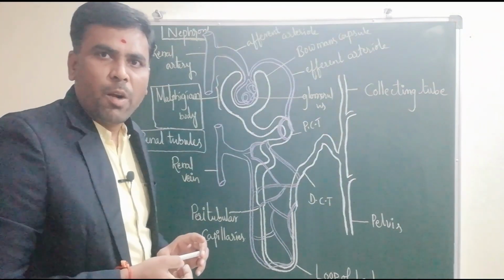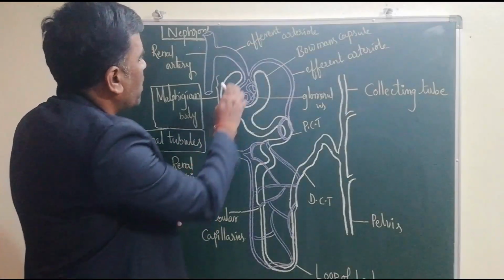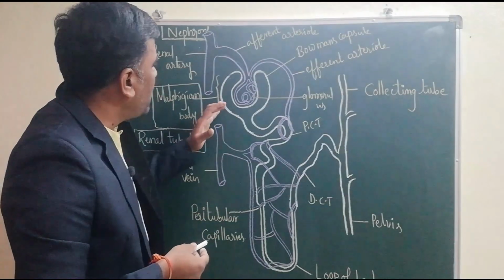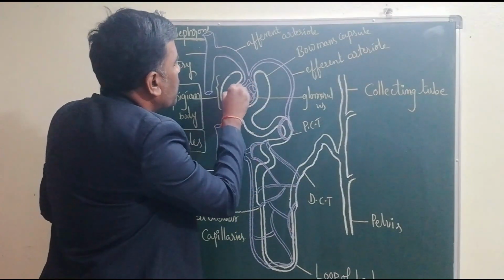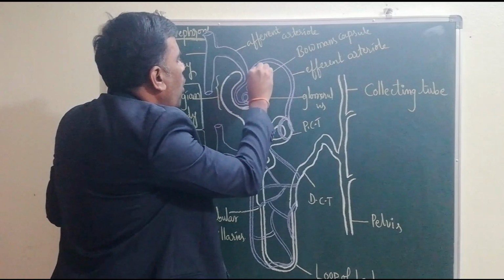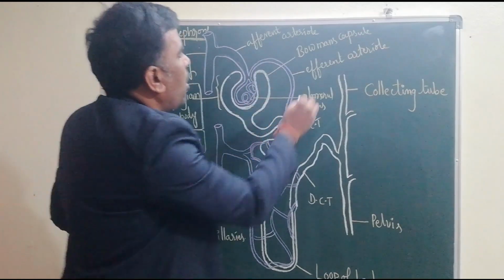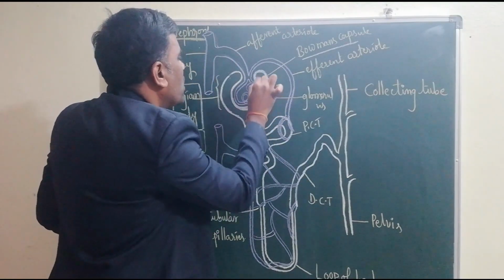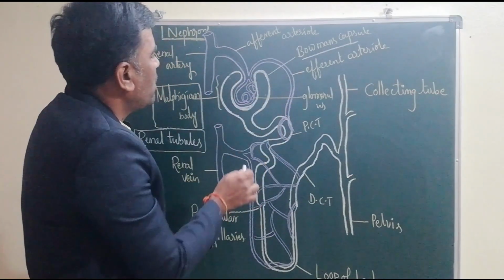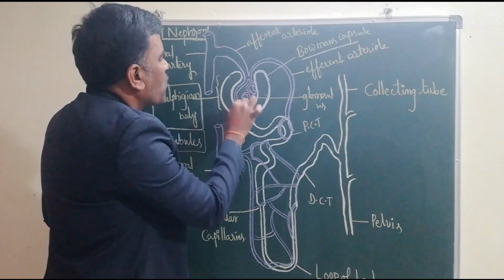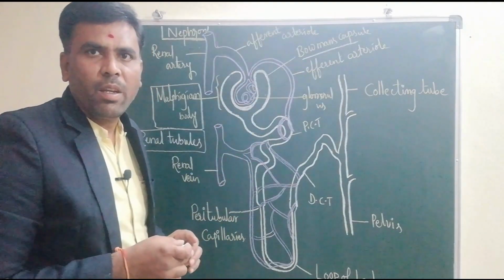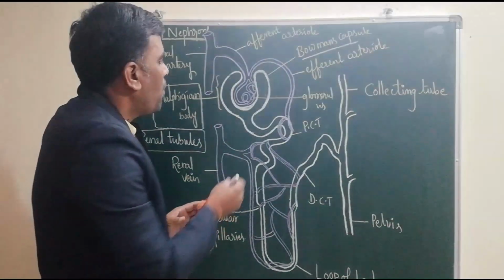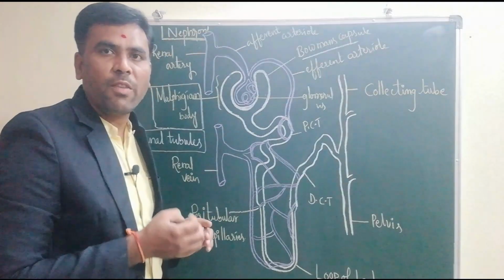But what is the Malpighian body? This upper part is known as the Malpighian body. That means the blind cup shaped, broad end of the nephron is called Bowman's capsule. This cup shape structure is known as Bowman's capsule. It is made up of squamous epithelial tissue. It consists of very tiny cells called podocyte cells, which are helpful in the process of filtration.